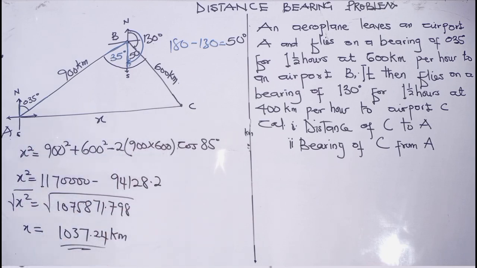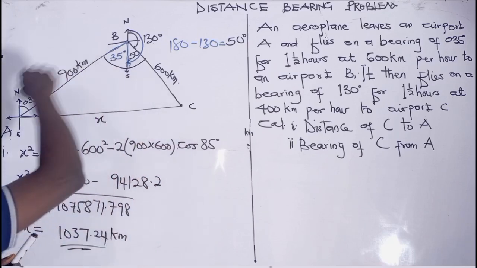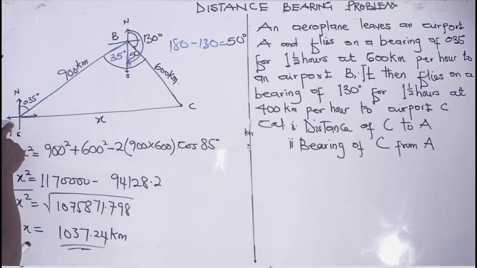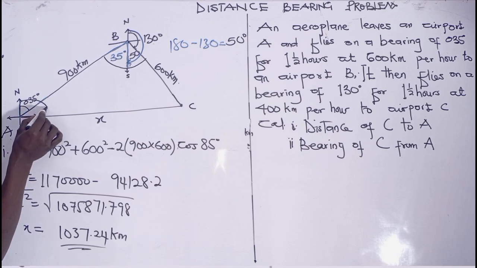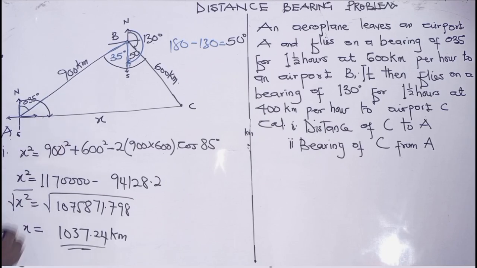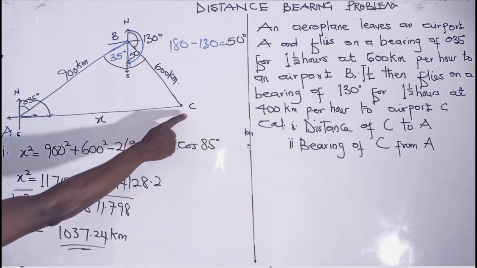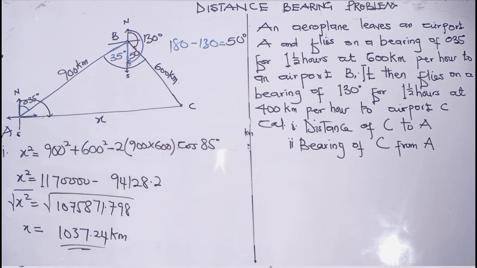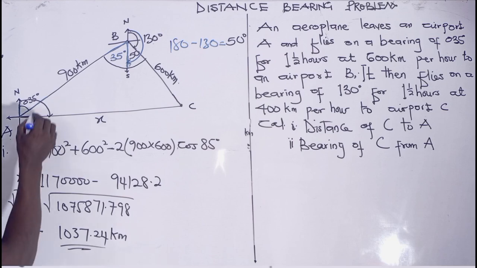Now we are done with the first one, which is I. Now let's move on to II. We want to find the bearing of C from A. The bearing of C from A means the bearing is going to take place at port A. In doing that, we start measuring from the north till we get to this line. We already know this particular angle, so we need to find this angle so that we sum these two angles to give us the bearing of C from A. So let's call this angle theta.